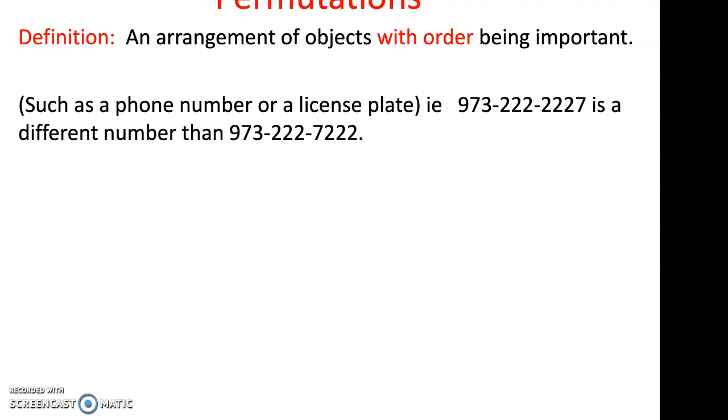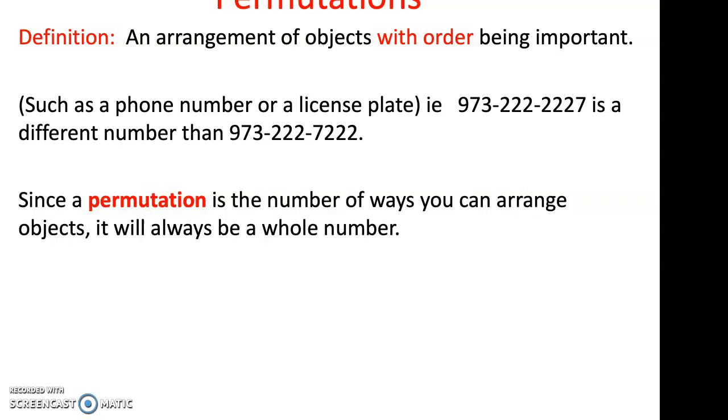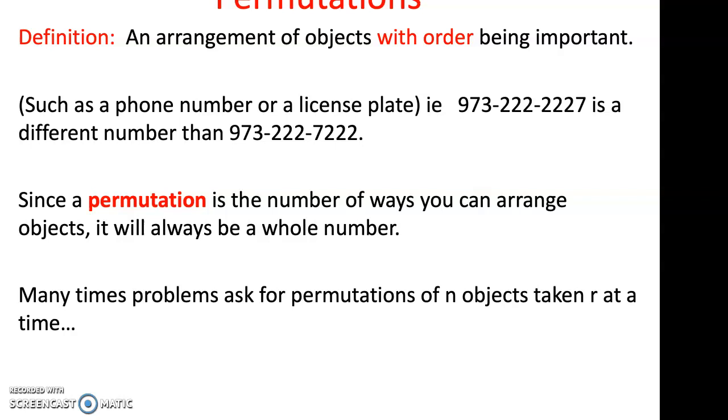Such as a phone number or a license plate. For example, 973-222-2227 is different than if we put the 7 elsewhere. Since a permutation is the number of ways you can arrange objects, it will always be a whole number. So if I ask what is the permutation, please don't give me a fraction or a decimal. Don't even give me a negative number. It's the number of times.